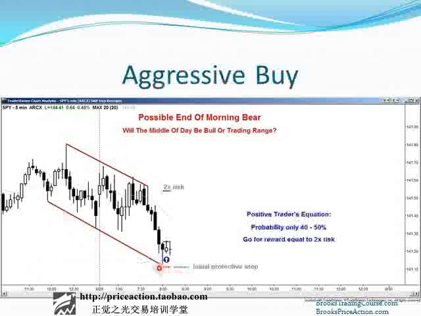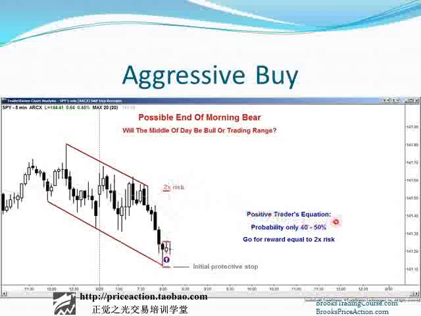Your initial stop is below the low. Since you'll probably lose on the trade, right? The probability is less than 50-50. You have to go for a reward twice your risk. So if you take this trade, your initial risk is below the signal bar. This has to be your initial target.